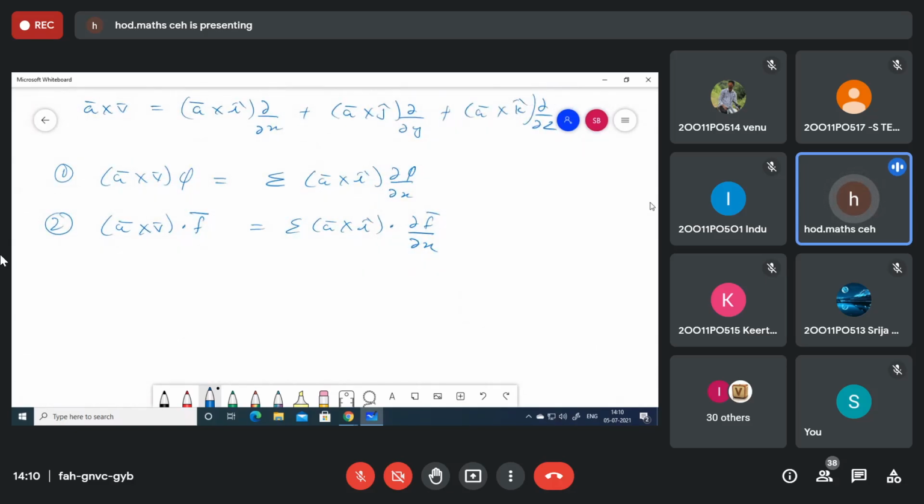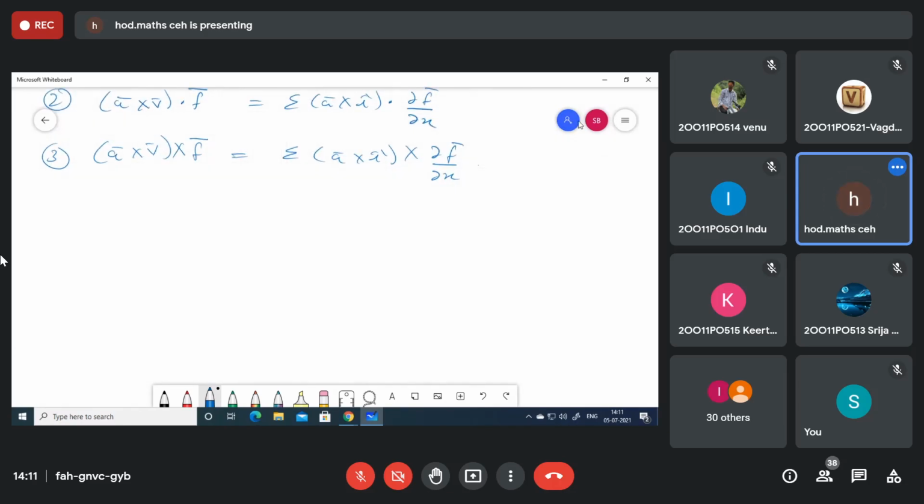Similarly, remaining two components I can write if I take out the summation sign. Now this operator is a vector. Cross product is also possible on a vector. Is it or not? So this in summation form I can write as A bar cross i cap cross dou f bar by dou x. Understood this operator, vector differential operator A cross del? Is it clear? Yes, ma'am. Okay.